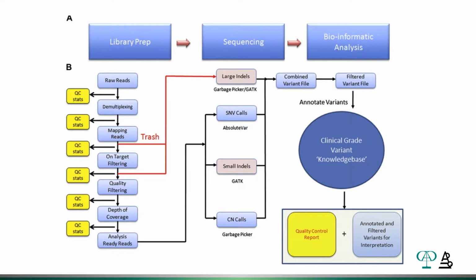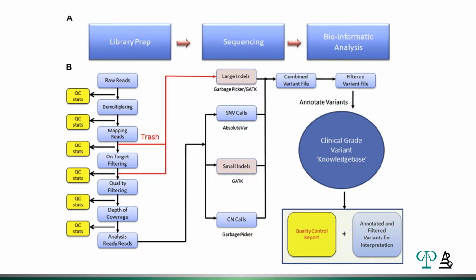The demultiplexing, mapping of the reads, on-target filtering, quality filtering, assigning or assessing the depth of coverage, and getting to the point where you have ready reads for analysis is something that's generally done by bioinformatic pipelines that are embedded in the platforms that we're using, but it's important to be aware of them. And it's also important to realize that there are statistical metrics at each of those stages that allow you to remove reads that are not of a quality that you want to include in your final clinical analysis.